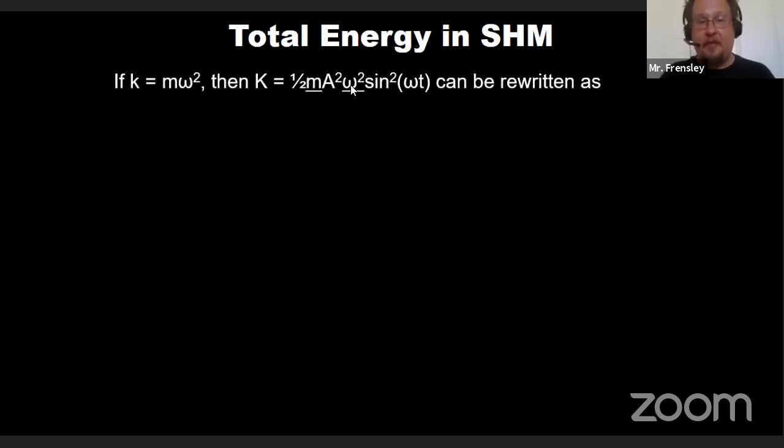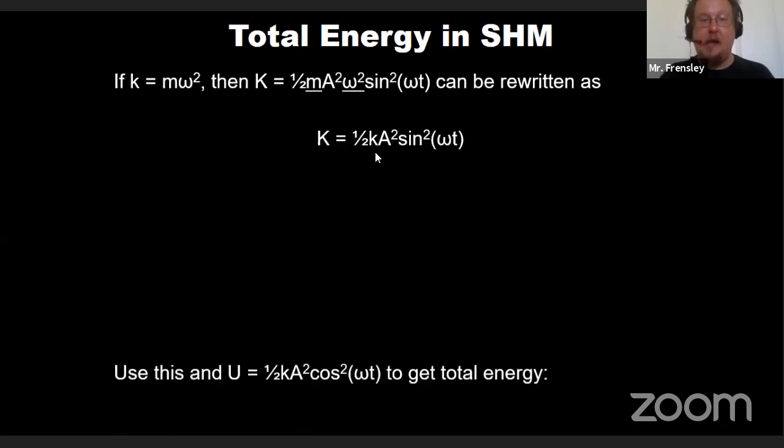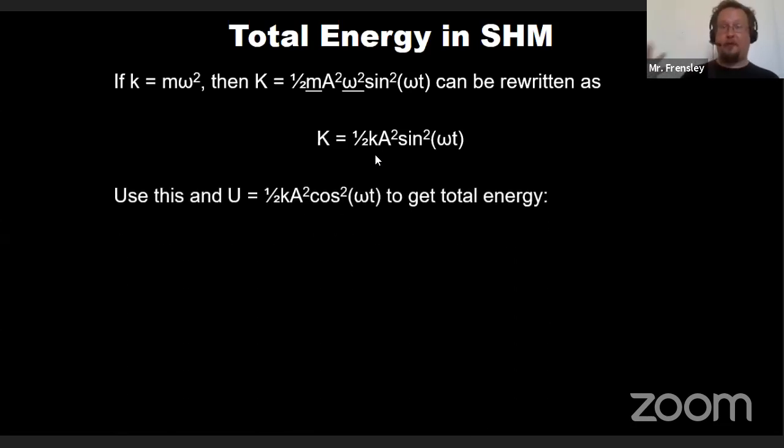Well, there's an m and an omega squared. I'm going to change that m and omega squared into just the spring constant. The m and the omega squared just turned into spring constant. Okay, all good. Now, I'm going to recall from the previous slide that the potential energy is 1/2 k x squared, which looks like 1/2 k amplitude squared cosine squared omega t.